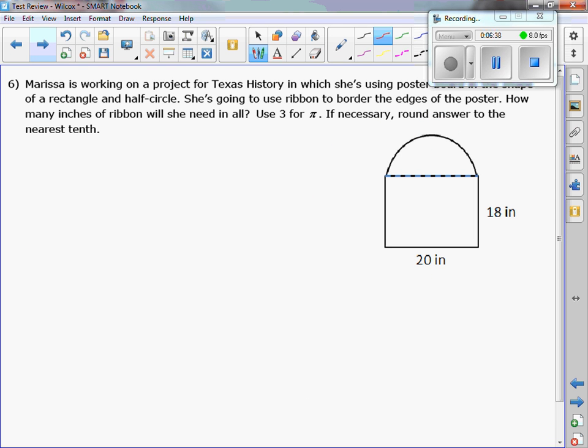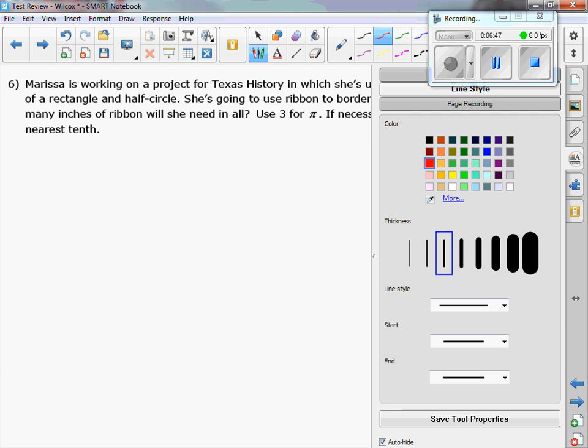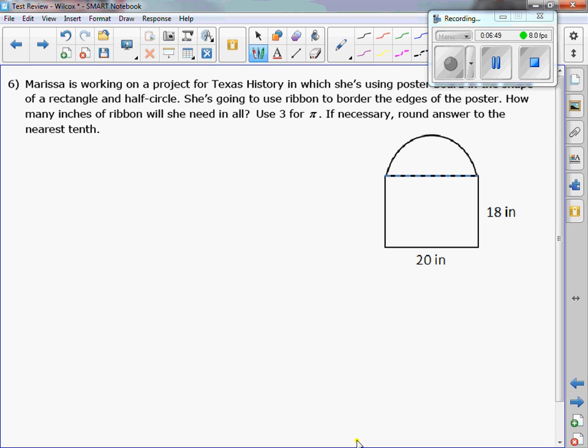Number 6, Marissa is working on a project for Texas history in which she's using poster board in the shape of a rectangle and a half circle. She's going to use ribbon to border, so we're going around to border this poster with ribbon. How many inches of ribbon will she need in all? So we know we're doing perimeter, not area, because we're just doing the border.